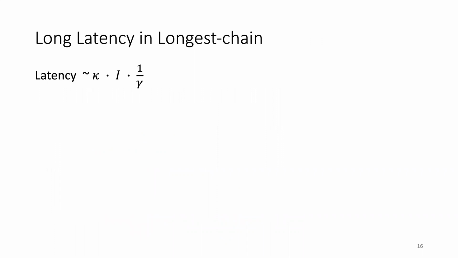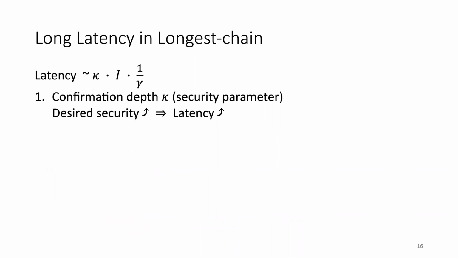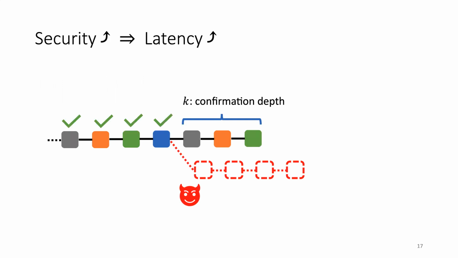Roughly speaking, it's that formula, and let me break that down. Kappa is a security parameter, basically the confirmation depth. The conventional wisdom is to wait for 6, but if you want cryptographic level security, you have to wait for a much longer time. The higher the security you desire, the longer the latency will be. This is just a simple illustration. About the other parameter? Yeah, I'm going there.